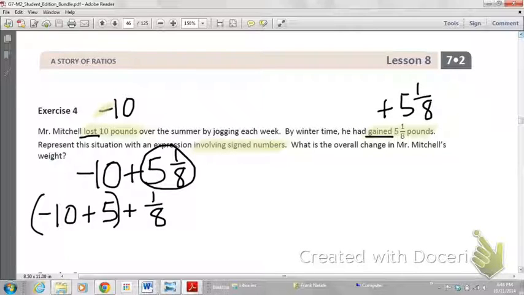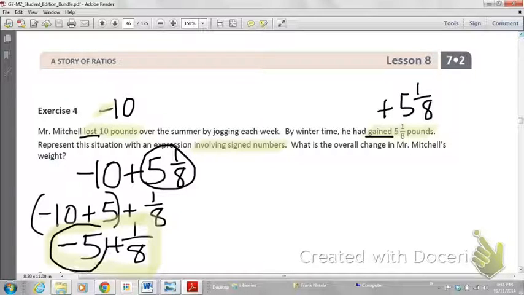So negative 10 plus 5 is negative 5. And then we add 1/8. Now, can you imagine what someone might do here that would be wrong? Right here, after this. Okay, so look carefully. Maybe you've done it yourself. Look carefully and see what you have. We have negative 5. We have positive 1/8. They are moving different ways.